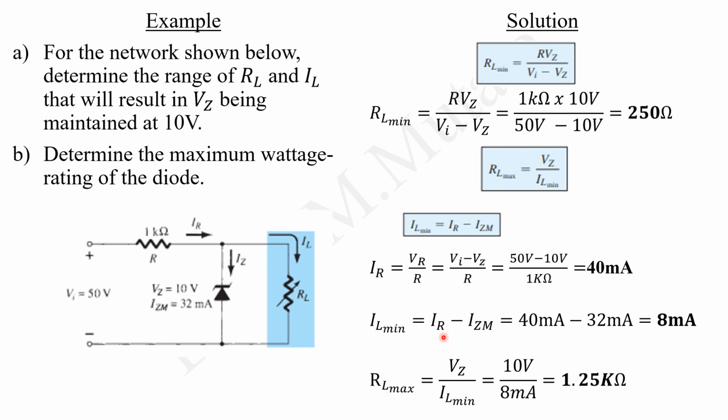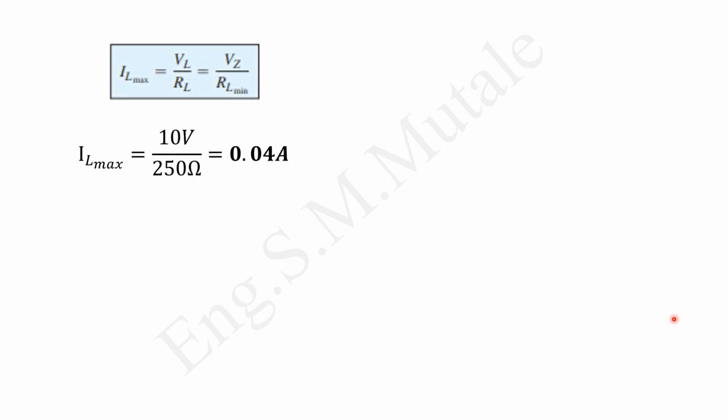The minimum current is automatically this one here. We just need to find the maximum current. The maximum current is given by that. We have all these parameters. When you substitute, we get that as our maximum current.